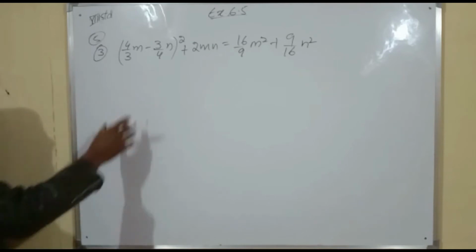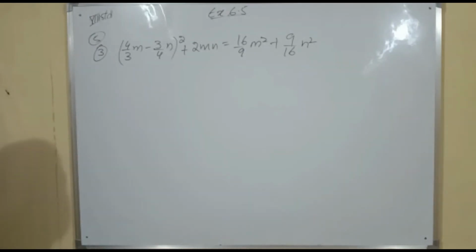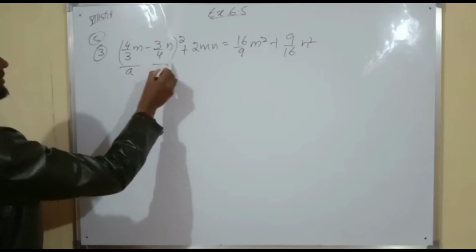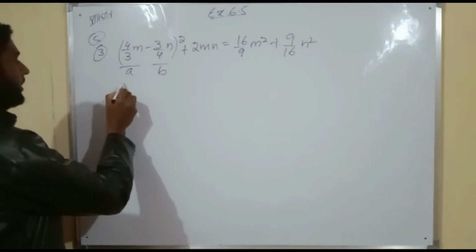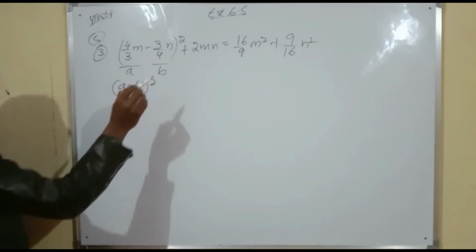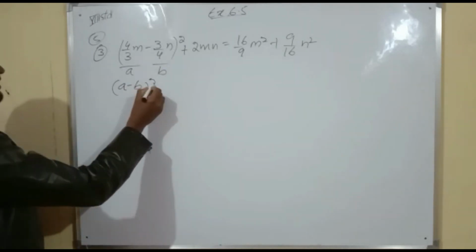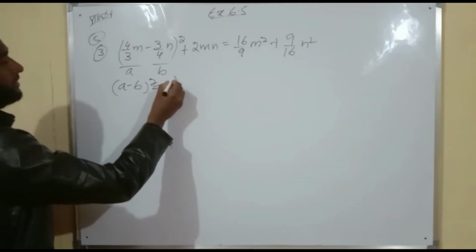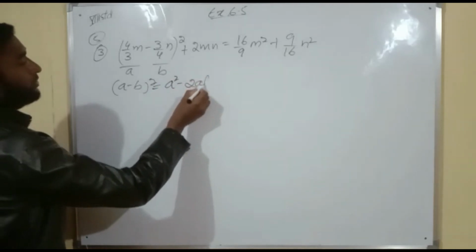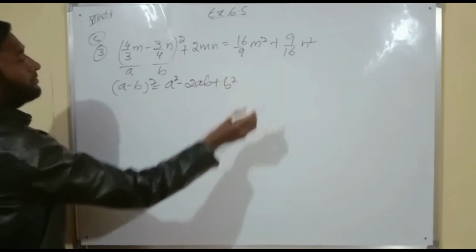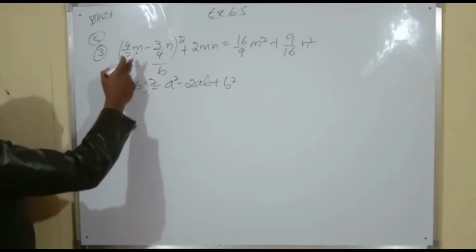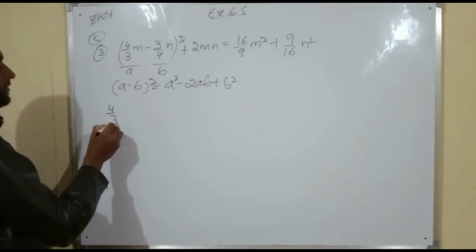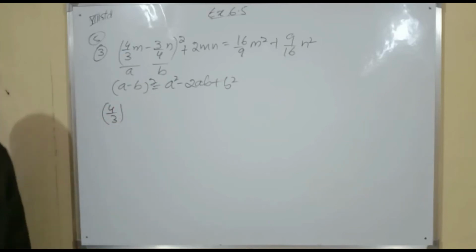Okay, let me first go for the left hand side. Say it is a, and this is b. As you know, it is in the form (a minus b) whole square. If you go for the expansion of this, we will write it as a square minus 2ab plus b square, as you know, the standard identity. See here, a means 4 by 3m.